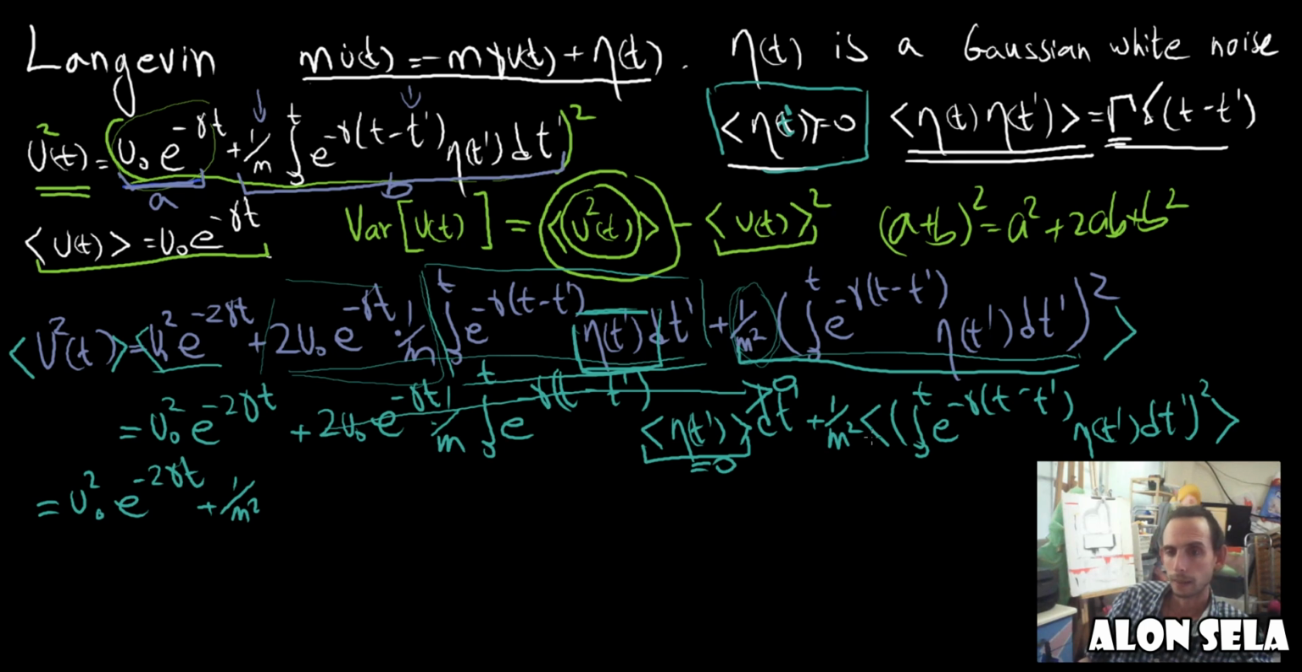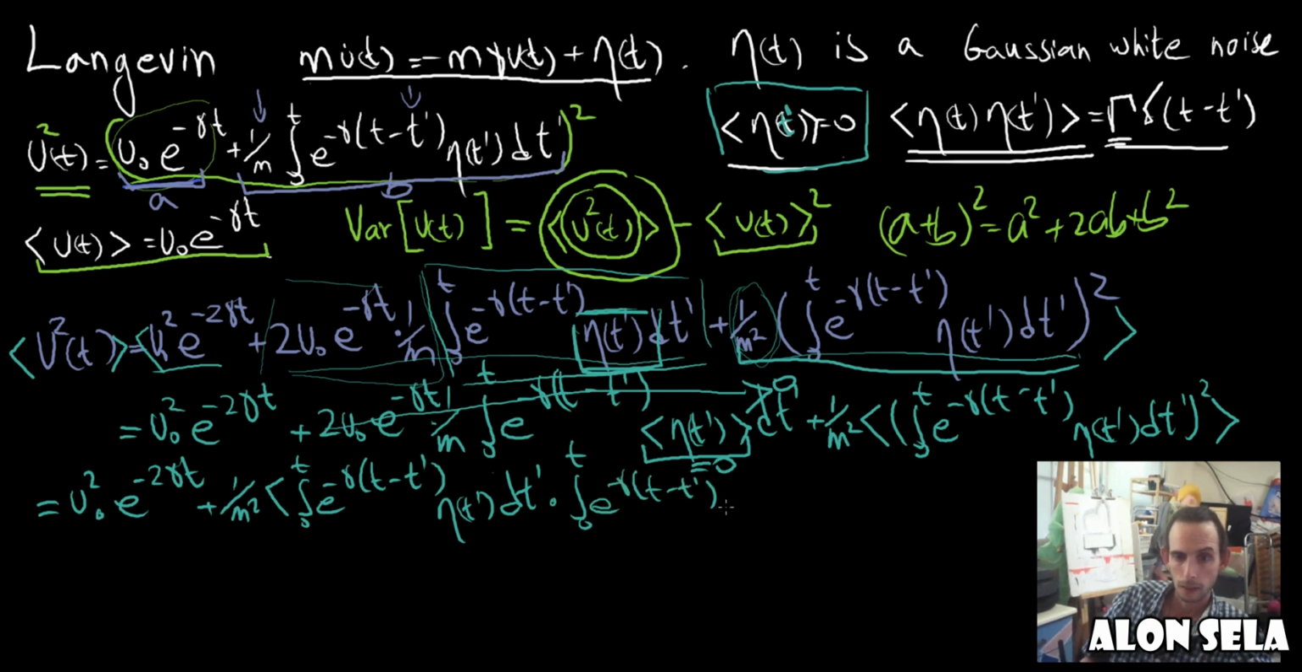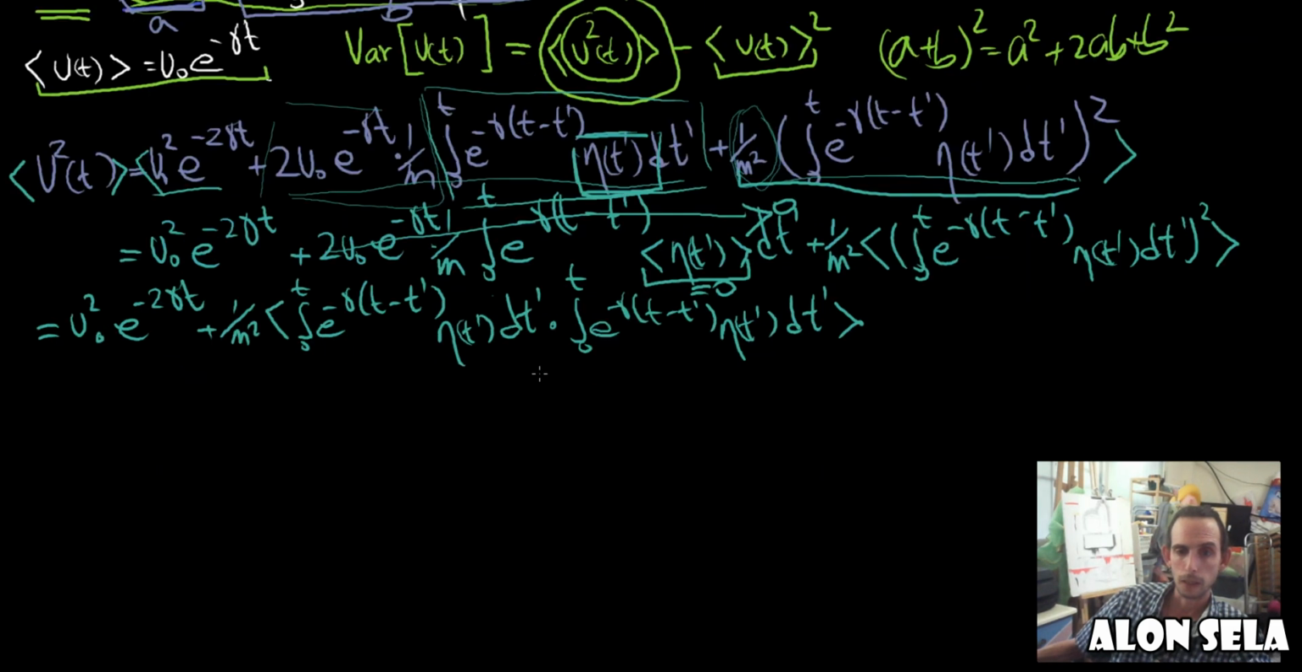Let's write it just one more time. We have the integral squared, so let's write the integral squared. We have the integral from 0 to t of e to the minus gamma (t minus t prime) eta at t prime dt prime, times itself, so the integral from 0 to t of e to the minus gamma (t minus t prime) times eta at t prime dt prime, and this entire thing is inside the expectation. So the next thing that I want to do, first of all, let's make a little bit of room.